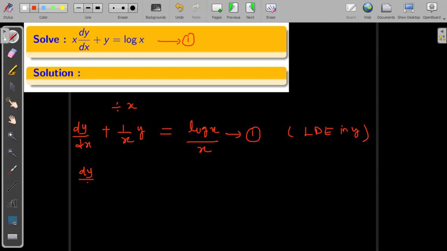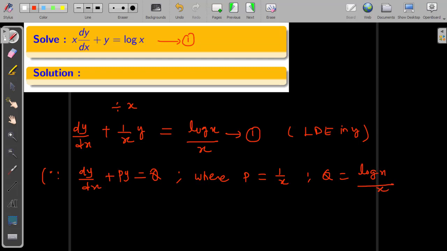It is of the form dy by dx plus P y equal to Q, where capital P is 1 by x and capital Q is log x over x. Now we want to find the general solution. First we require the integrating factor. Integrating factor equals e to the power of integral of P dx, so e to the power of integral of 1 by x dx.